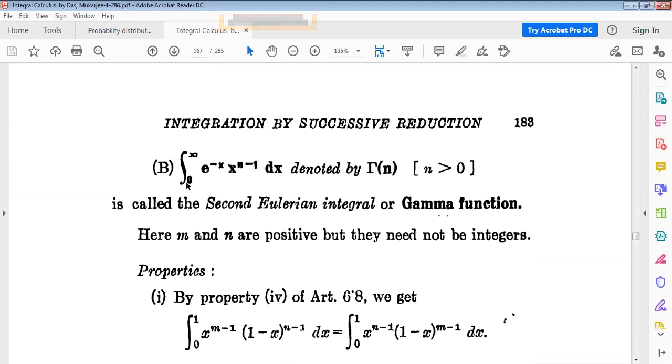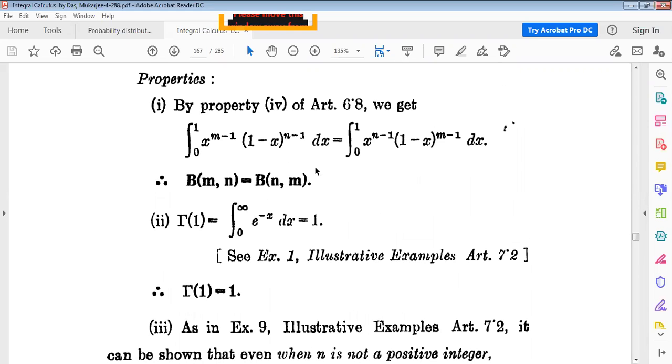Another function: the integral from 0 to infinity of e to the power minus x times x to the power n minus 1 dx. This is gamma n. This is the gamma function, also called the second Eulerian integral or gamma function, of course for n greater than 0. That means the integral of e to the power minus x, x to the power n minus 1 dx can be written as gamma n.